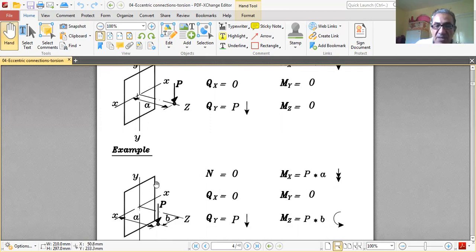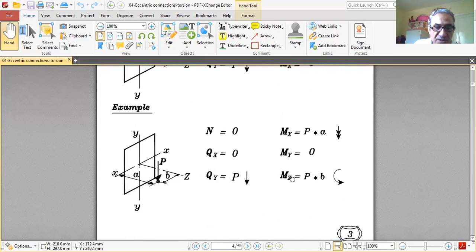So here there is Mx causing normal stresses, and Qy and Mz causing shear stresses.